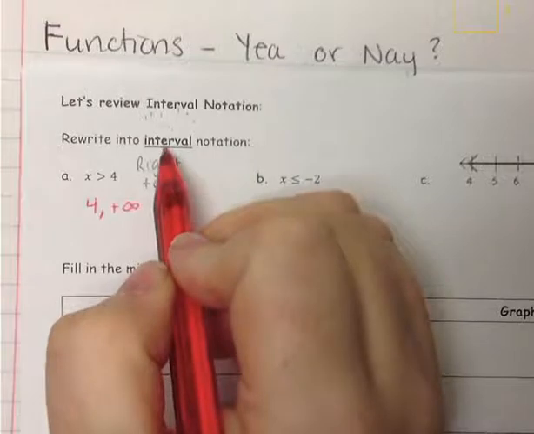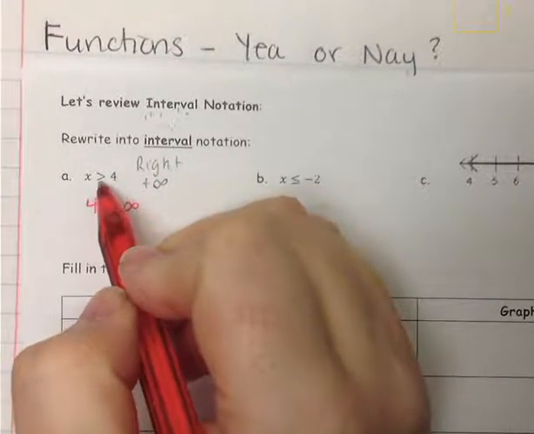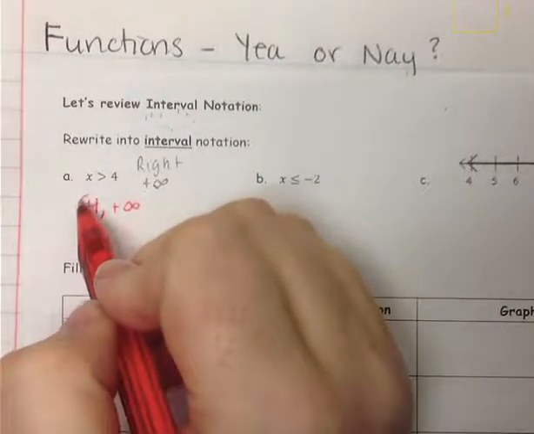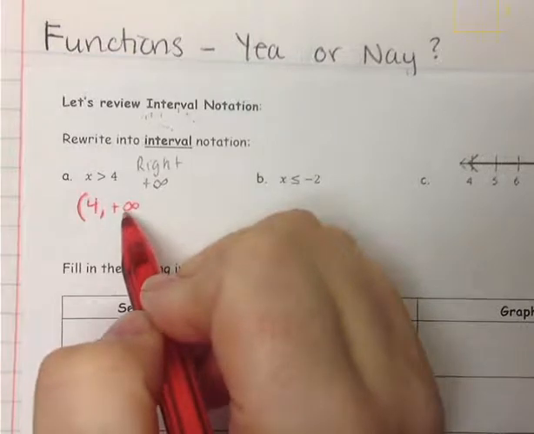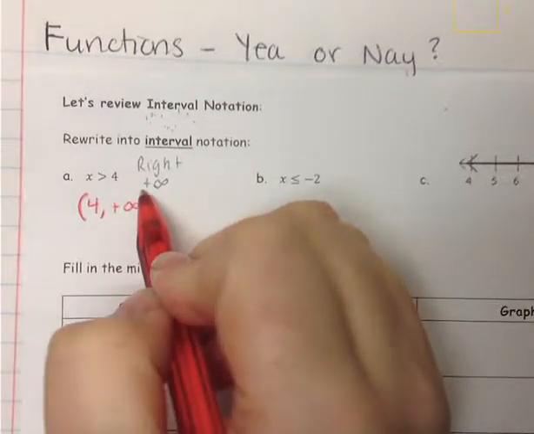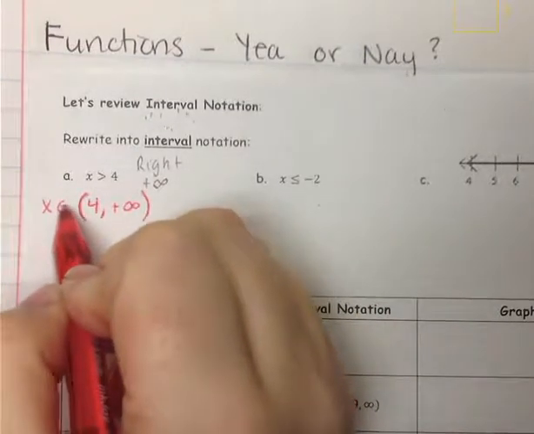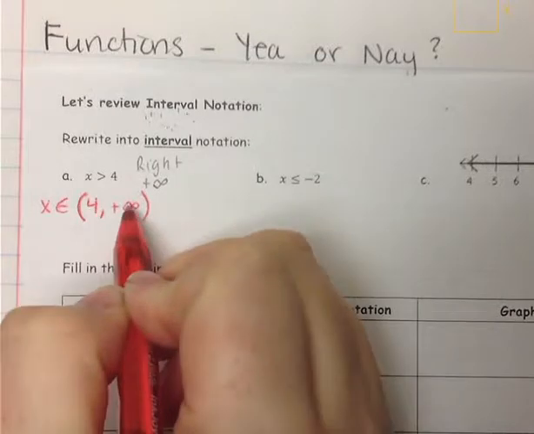With interval notation, we have brackets. The 4 is not included in the equality, so this is not a closed bracket, it will need to be an open bracket. The positive infinity is never reached, so this will be an open bracket as well. Since we're dealing with x's, this is going to be x is an element of (4, positive infinity).